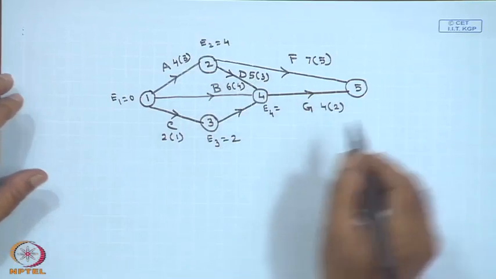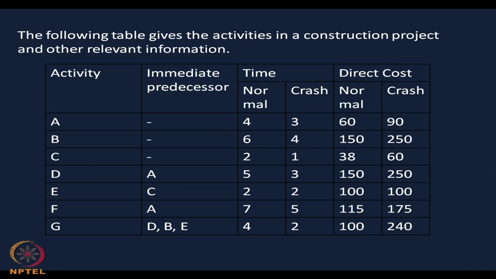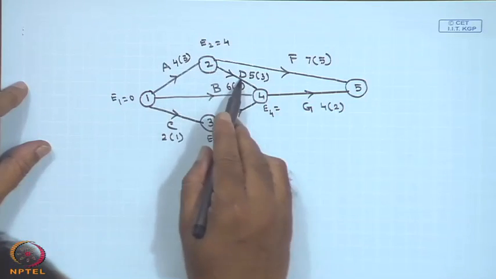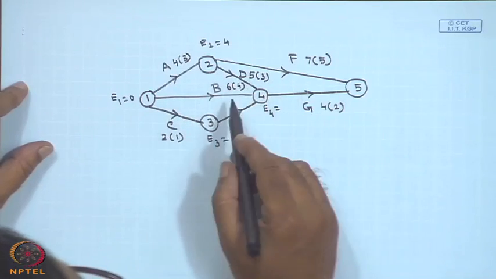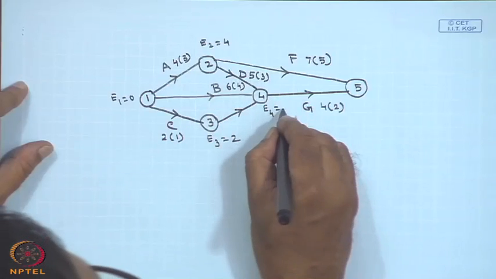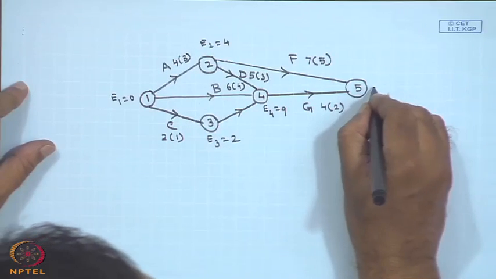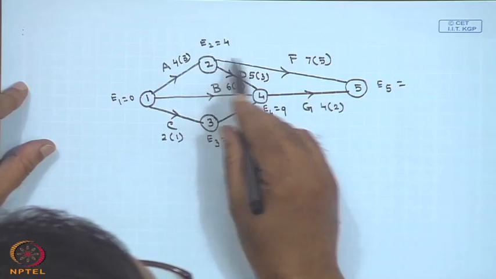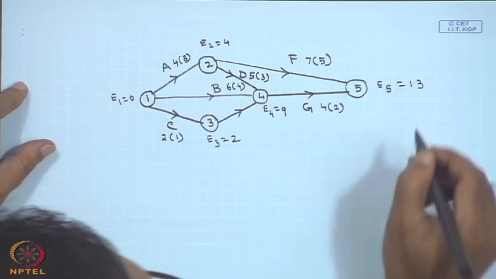From 2 to 4, that is D, whose immediate predecessor is A, and it is 5 and 3. I forgot this earlier. So, D is 5 and 3. Here it is 4 plus 5, 9, and 9 is the highest one. So, E4 we got 9, then E5 will be 9 plus 4, 13, and here it is 12. So, 13 is the maximum.